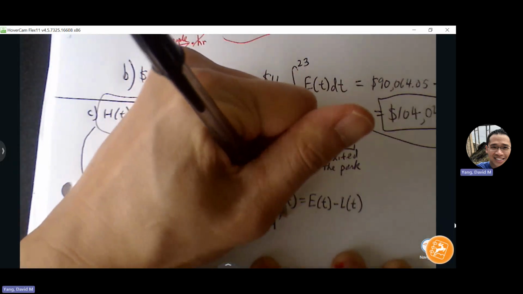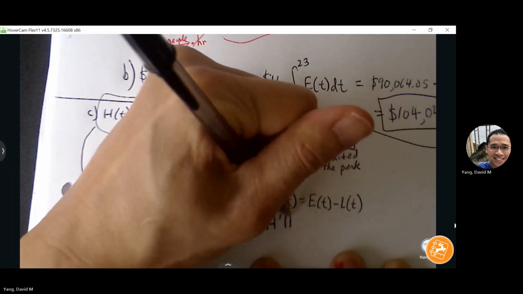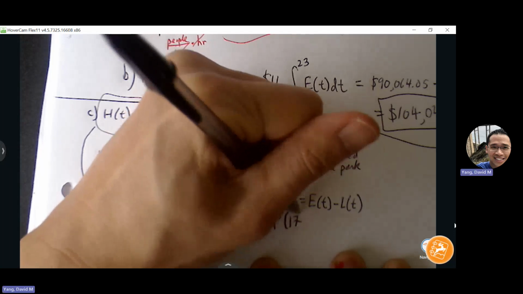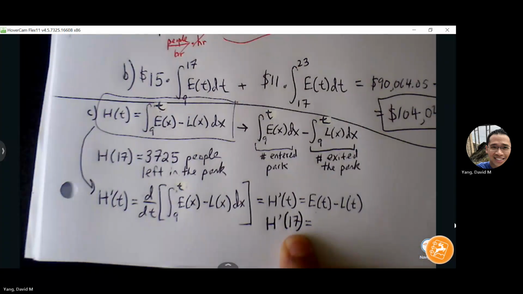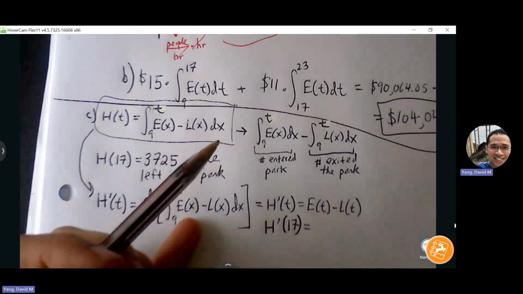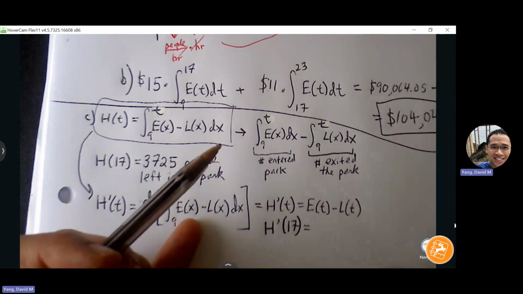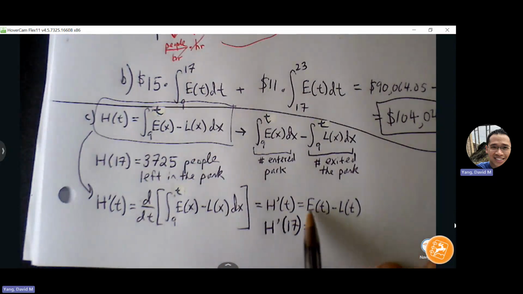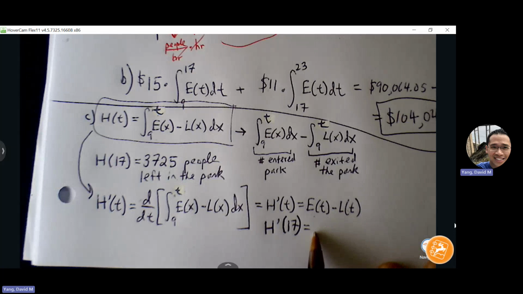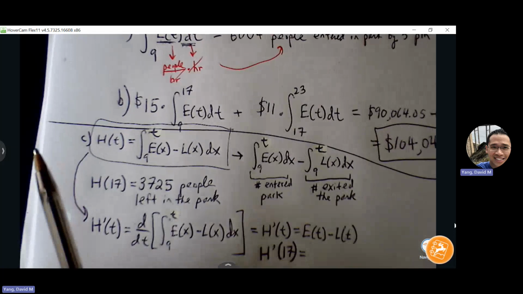H prime of 17. What do you expect out of H prime of 17? Negative, probably, right? Most likely, assuming that it's a normal day and there's not some special event going on at night. We expect more people to be leaving than coming in, and so the rate at which the number of people in the park is changing is probably going to be negative. Okay, so let's make the calculator do that for us.